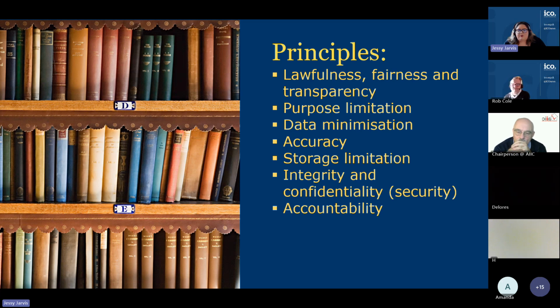And then last of all, we've got accountability. That just means taking responsibility for your data handling. This principle is underpinned by the other 6, so if you get those right, it will help you with your accountability.